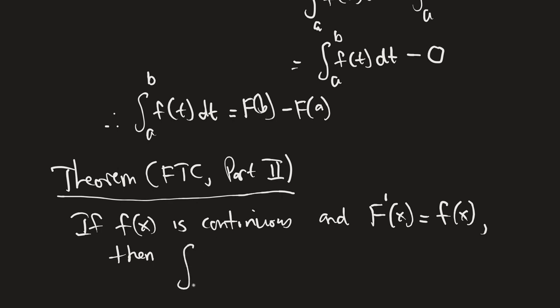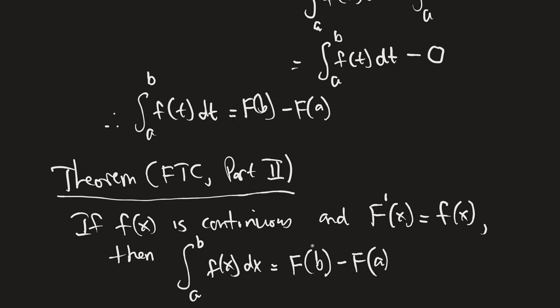So the conclusion of part 2 is that the integral from a to b of f of x dx is equal to big F evaluated at b minus big F evaluated at a. So you take the antiderivative of your function, your integrand, evaluate it at the upper limit, evaluate it at the lower limit, and then take a difference.